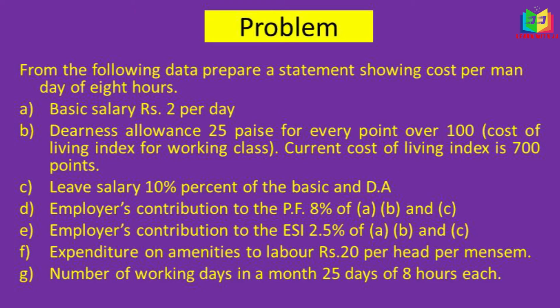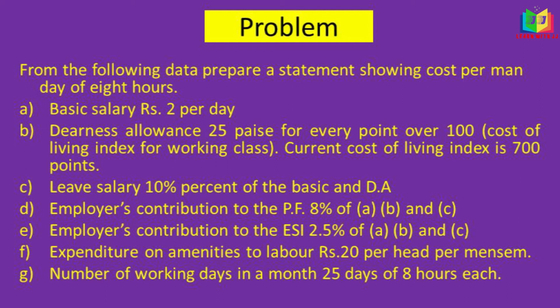Okay, we'll see one more problem. From the following data, prepare a statement showing cost per man day of 8 hours. Here also 8 hours is the number of hours in a day. Basic salary rupees 2 per day. Dearness allowance 25 paise for every point over 100 in the cost of living index for the working class.